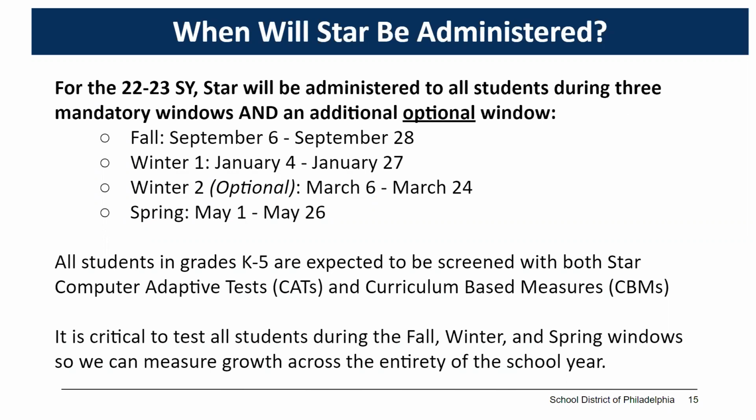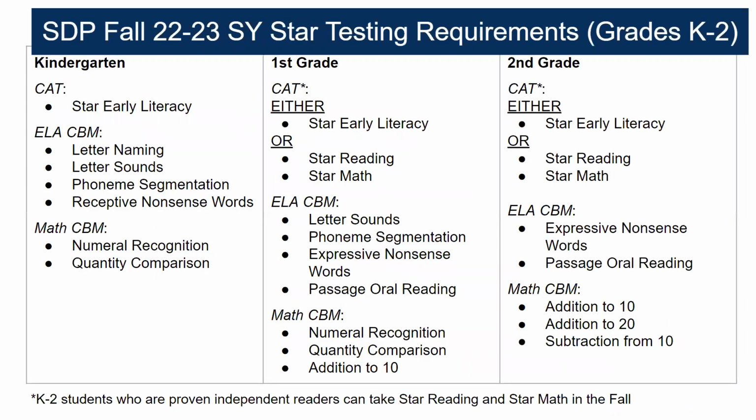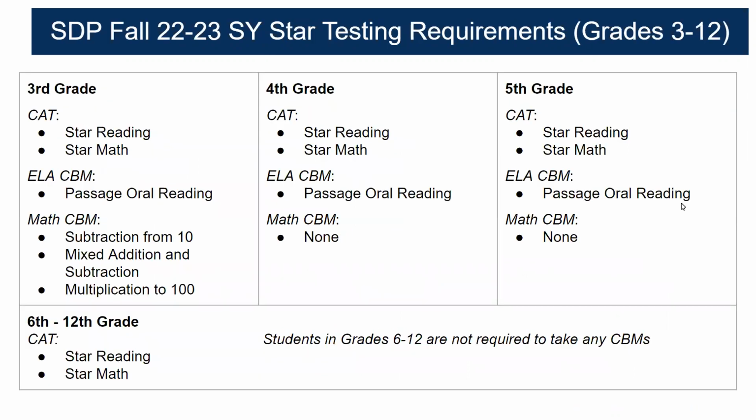During mandatory testing windows, all students in K to 5 are expected to be screened with both the STAR CATs and CBMs. All students in grades 6 through 12 are expected to be screened with the STAR CATs. It is critical that all students are testing within these dates listed for all mandatory testing windows in order to measure student growth across the school year. The next 2 slides review the testing requirements for the fall of 2022 by grade level.